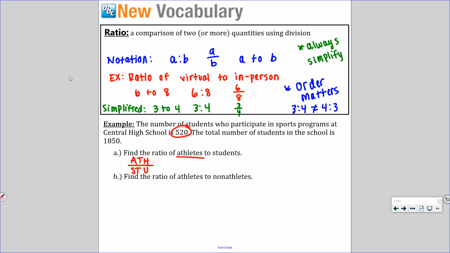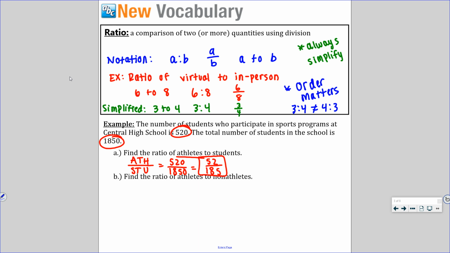All right, well, they tell me that my total number of athletes is 520 to my total number of students, 1,850. This one's a little bit bigger numbers to work with, but their only common factor is 10. So we do want to simplify this and write it as a ratio of 52 to 185, athletes to students.